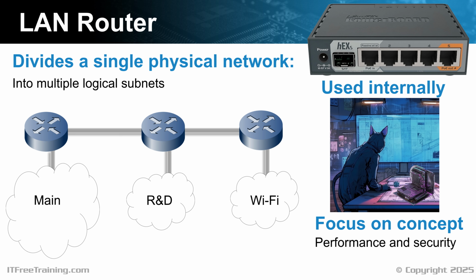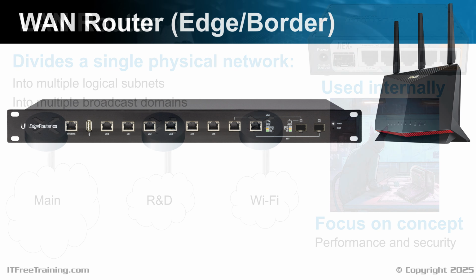Dividing networks like this also creates multiple broadcast domains. Broadcasts go to every device on the network. This reduces performance on the network as the number of nodes increases. Thus, you can see LAN routers are often used to divide a network for performance and security reasons. Let's now have a look at WAN routers.